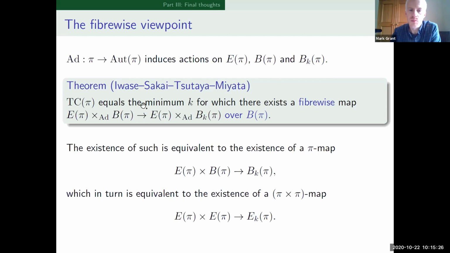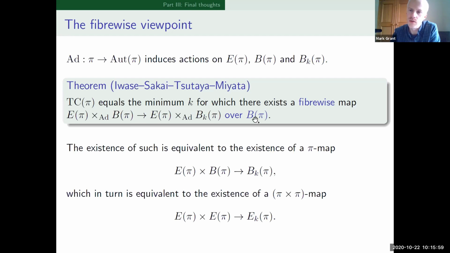Then they show that TC pi is the smallest k for which there exists a fibrewise map of Borel constructions from the Borel construction of B pi on B pi to the Borel construction on BK pi. So this was the orbit space of the k+1 fold join. And this is a map over B pi. And this has to do with equivariant classifying spaces and so on.